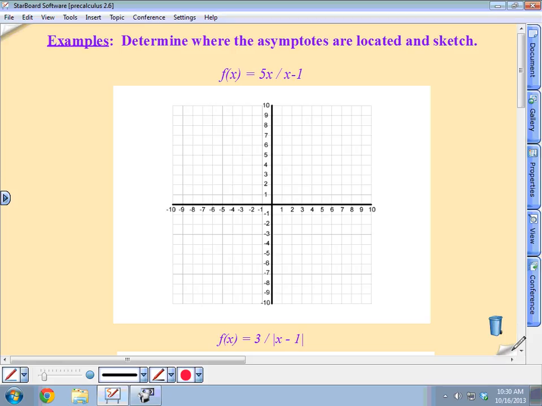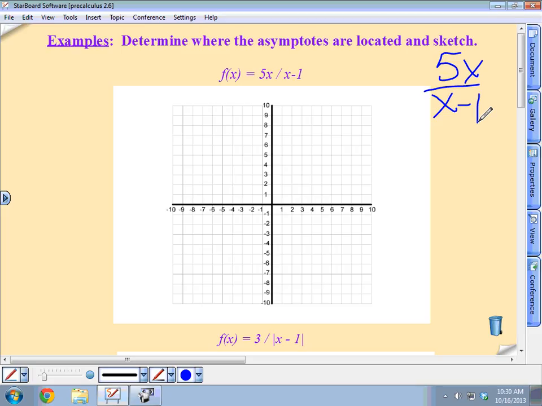My Smartboard here doesn't let me do that, so I put the little slash to show it. I'll rewrite that just so you can see exactly what we're talking about. We're talking about 5x over x minus 1. So this graph, f of x equals 5x over x minus 1. The first thing I have to do is take out any common factors, and there are none. You can't reduce it any further, in other words. That's as simple as you can get.